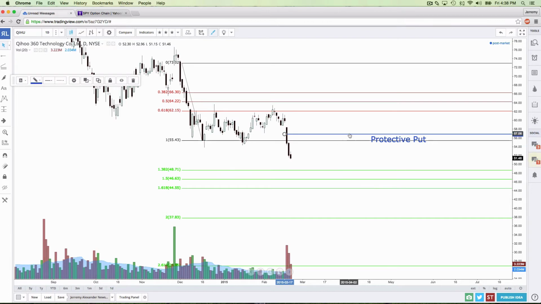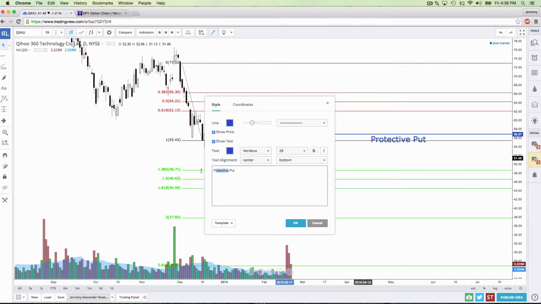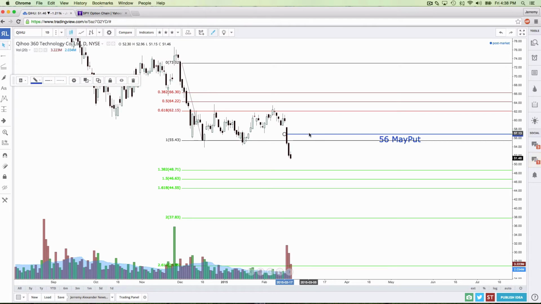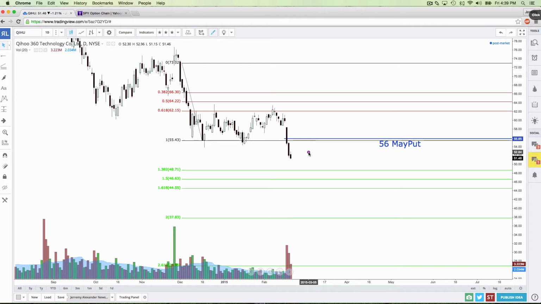So let's say hypothetically that Jason just simply bought a put. I don't know exactly the information of what he bought, but I know he bought a put. I don't know the strike or anything, so I'm going to make a little bit of it up. I'm going to say he bought a 56 May put, meaning the 56 is the strike price of the put. So if QIHU does this, he's going to make money. Do you guys understand that part? Puts go up when stocks go down because a put is the right to sell, and you always want the right to sell for more.